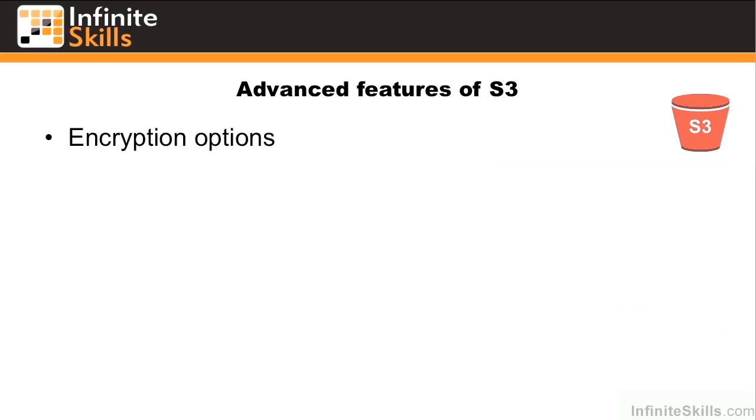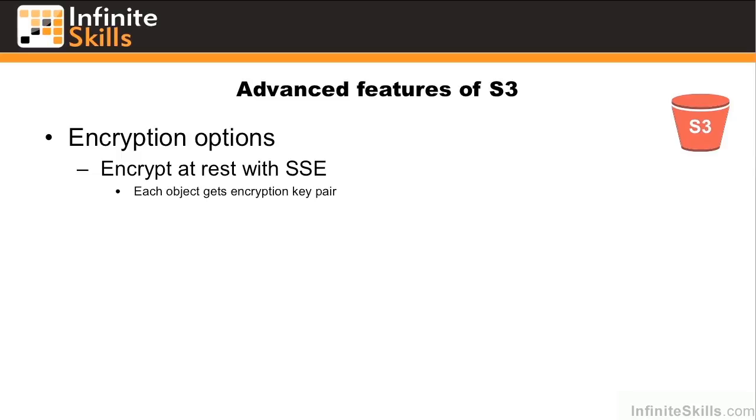Another great feature of S3 are the encryption options it provides. It provides native encryption with something called SSE, or server-side encryption. This allows each object to get a specific encryption key pair. Those key pairs are stored separately from the object, and they're used to encrypt and decrypt the object. The object itself is stored in S3 encrypted. SSE enables any applications where you need data encrypted at rest.